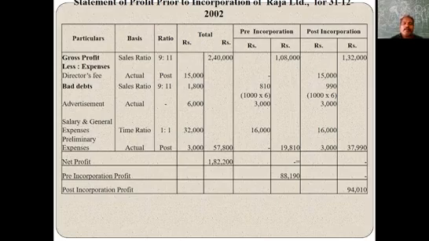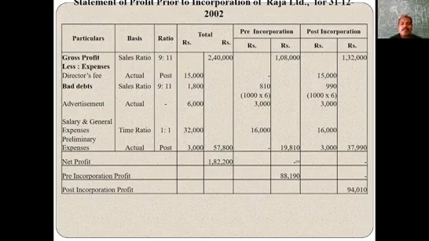So we will less the expenses. First director fees. There is no basis. It's actual, that means post incorporation period. So 15,000 total. It should be posted in the inner column. So all the expenses are posted in the inner column. The respective totals are for the pre-incorporation period and the post-incorporation period, right? So director fees is post-incorporation only. So put it nil in pre-incorporation and 15,000 in post-incorporation.